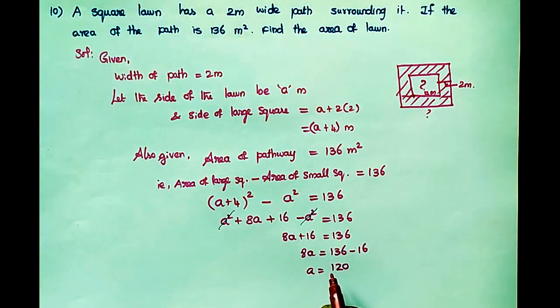Here 8 is in multiplication. Bring this side means division. Now cancel, 8 1s are 8, 8 1s are 8, balance 4. It becomes 40, 5 times. So a equal to 15 meter. So side of the square lawn is 15 meter.